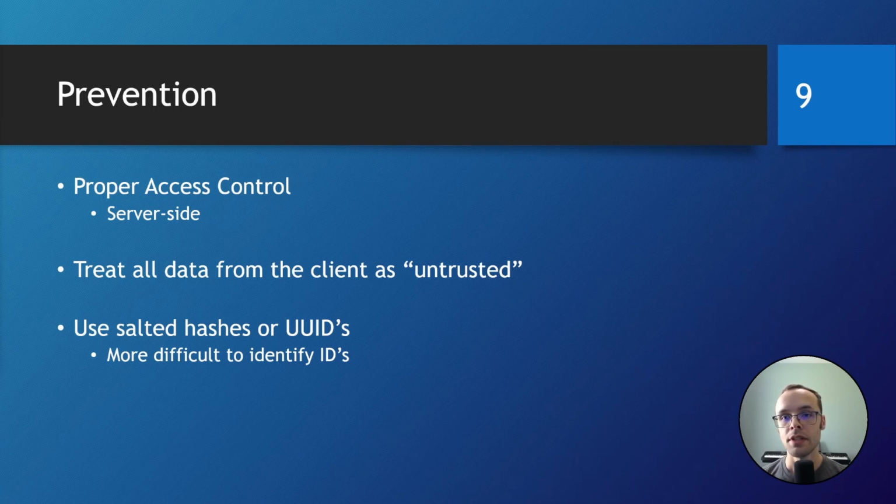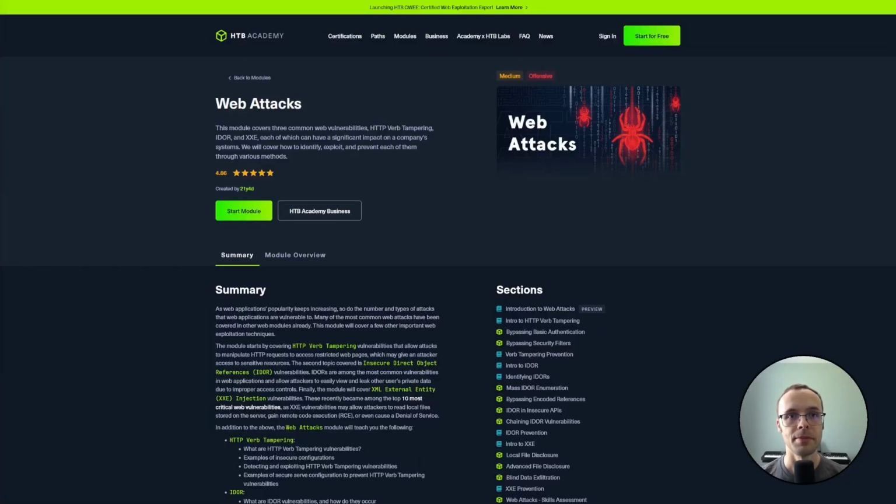And finally, using salted hashes or UUIDs can make it more difficult to identify valid or correct IDs. This is not technically a foolproof prevention, but it definitely makes it more difficult for the attacker to exploit an existing IDOR vulnerability.